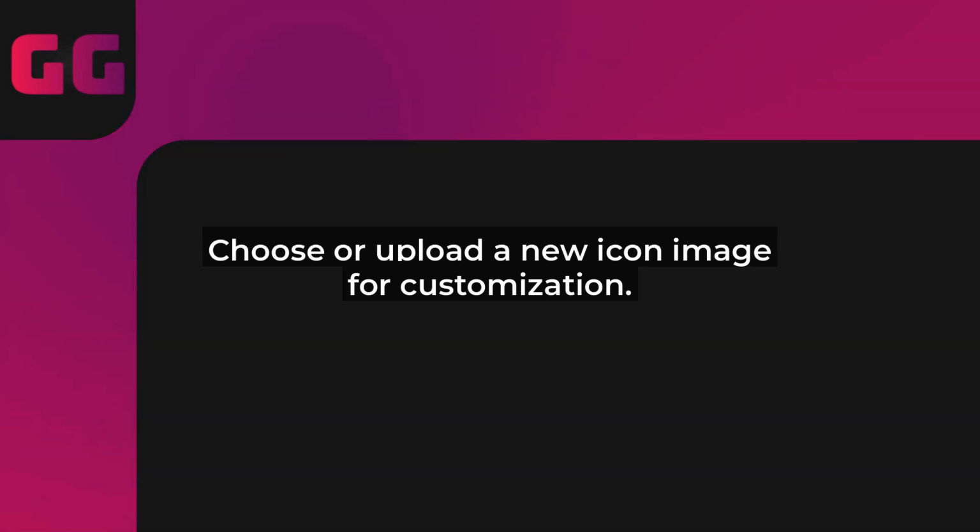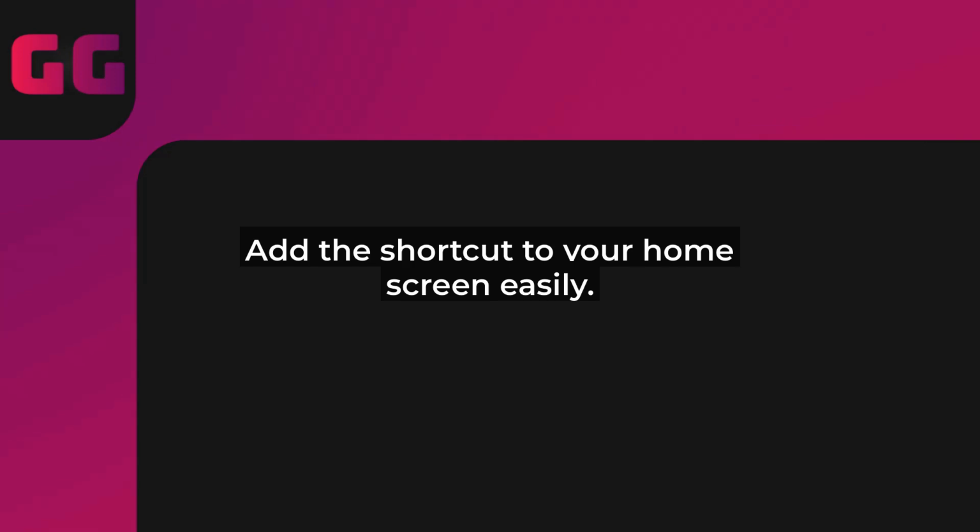the web. After that, give your shortcut a name that matches the app, and hit Add to Home Screen from the shortcut details. Boom! Your new custom icon will appear on your home screen. Tap it, and it opens the original app seamlessly.